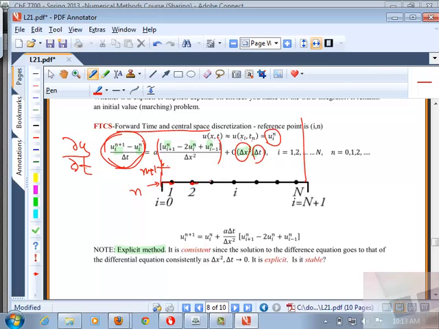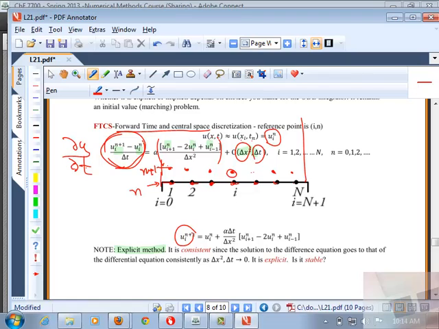And those are the only values that appear. Ui at n, which is this value, and at i plus 1, which is this value, and i minus 1, which is this value. So it's an explicit method, but it has this group alpha delta t over delta x squared. So the stability of this method is determined by that group, and we're going to see how we determine that stability later on. Okay? So it's called an explicit method because everything on the right hand side is known, only one unknown on the left side.